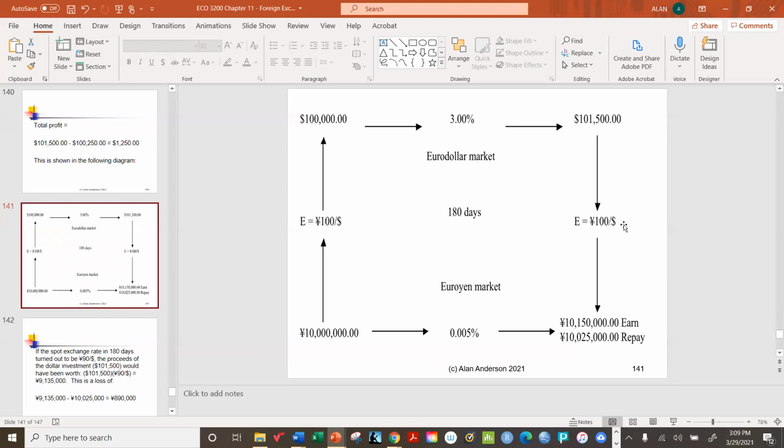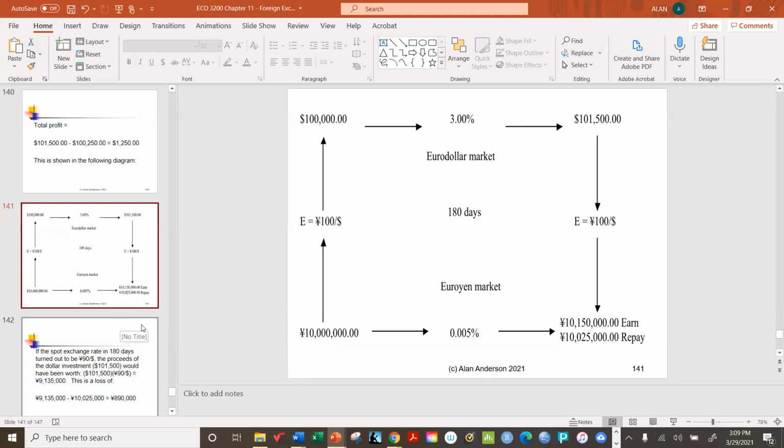Now, let's say it's still at 100 to keep it simple. That means our dollars are now worth 10,150,000 yen. The loan, though, only cost us 10,025,000 yen that we have to pay back. So we put the difference, or 125,000 yen, in our pockets. Now, it is a foreign currency, but still that represents a profit. No matter what the exchange rate is, we'll make money on this.